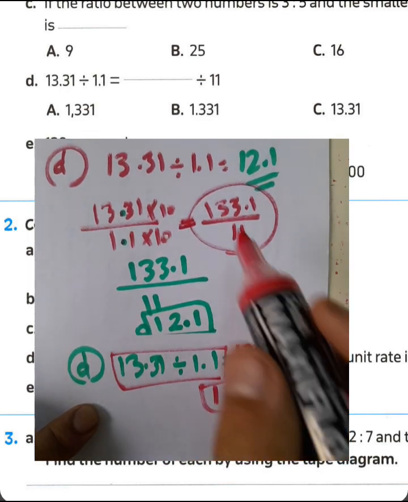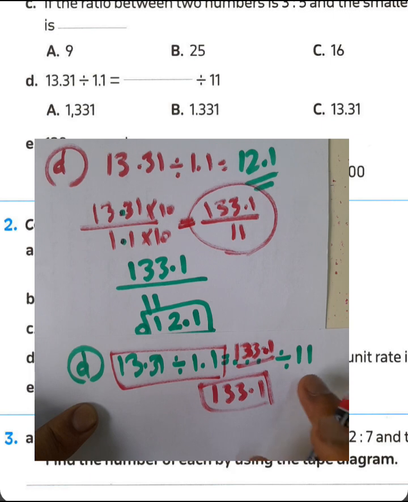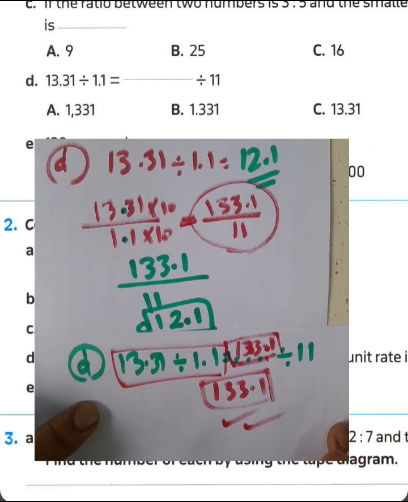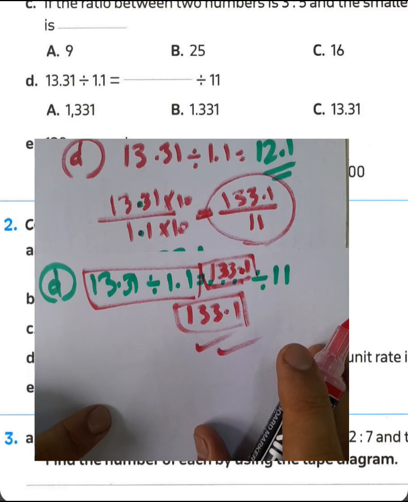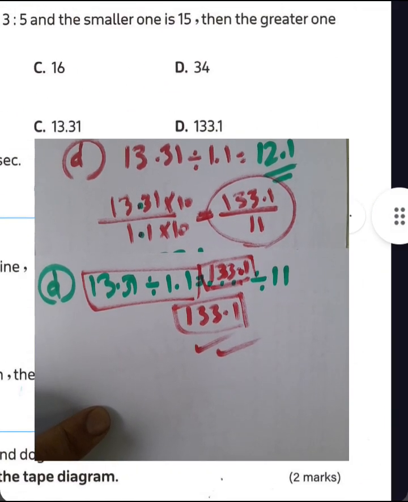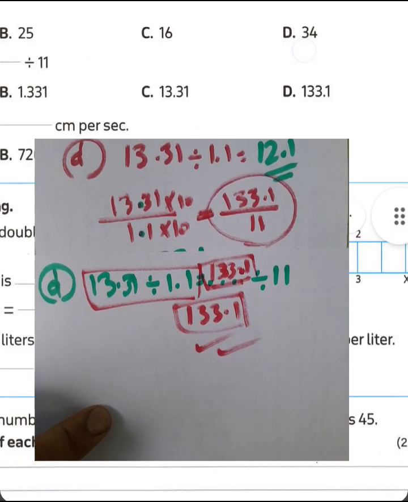Then what will the numerator be here? 11. He asked about the divisor. The divisor will be 11, and the dividend will be 133 and 1/10. It's the result for this example. Okay, choose letter D for question D.